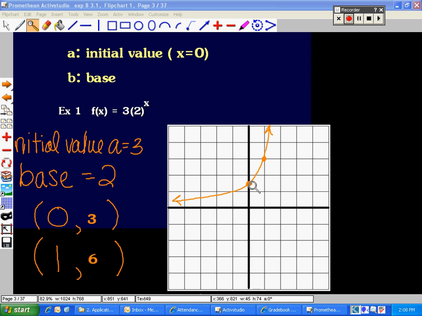So when I plot these 2 points, I connect them, and here's the graph, exponential graph. Some of you might remember this as exponential growth. I want you to take a minute, find the domain, the range. Tell me if there are any asymptotes in the graph, and also find the limit as x approaches infinity and the limit as x approaches negative infinity.